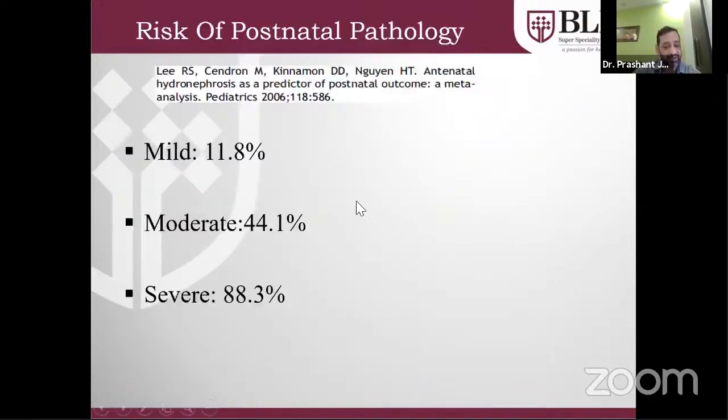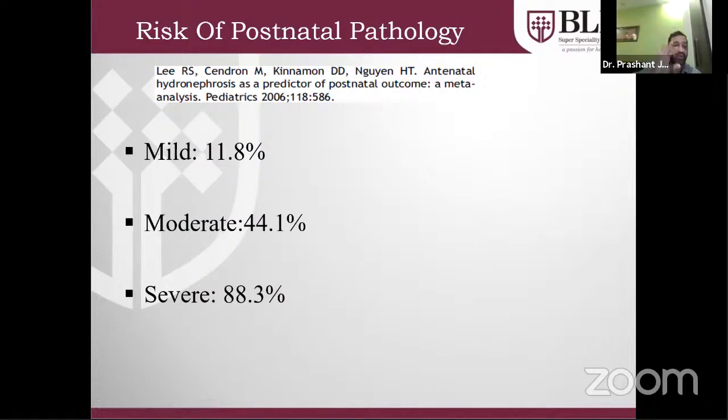And it has been observed that the patients who fall under the category of mild hydronephrosis, only around 10% of them will have some postnatal pathology and might require some sort of intervention. Almost 40% of them, where we don't require, only 40% of these patients with moderate hydronephrosis will remain asymptomatic. And in the cases of severe hydronephrosis, almost 80 to 90% of these patients will end up with some sort of intervention and they will have a pathological hydronephrosis.